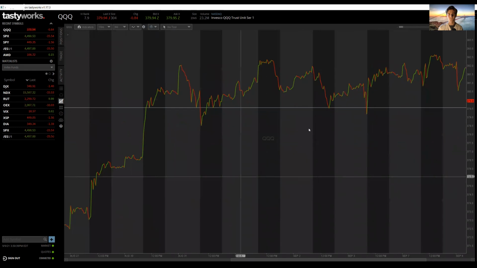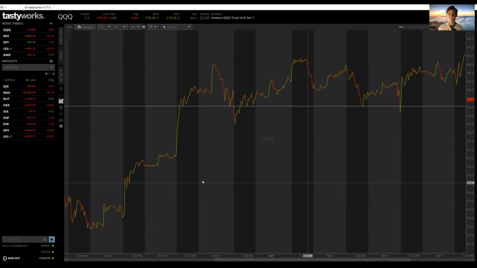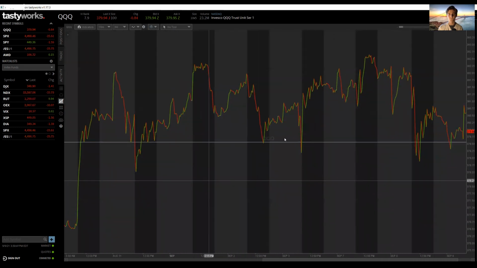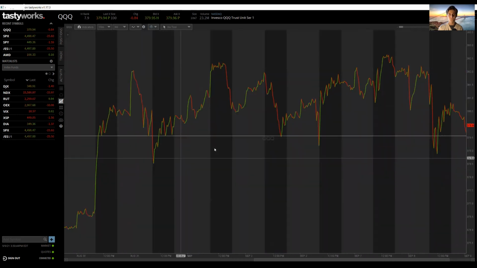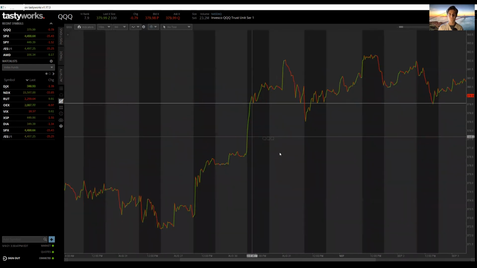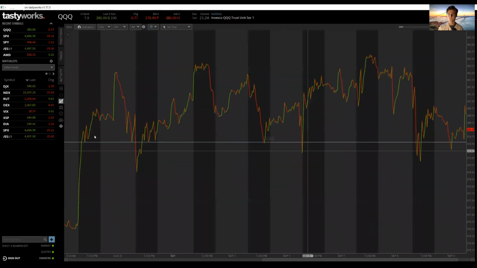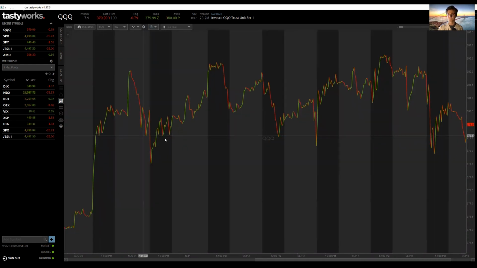And we go back a few weeks, and we go back in time, and you can see without even seeing this one right here, this one hit it. So to me, that's a really good level for the QQQ. And we'll go into more detail why that is later.